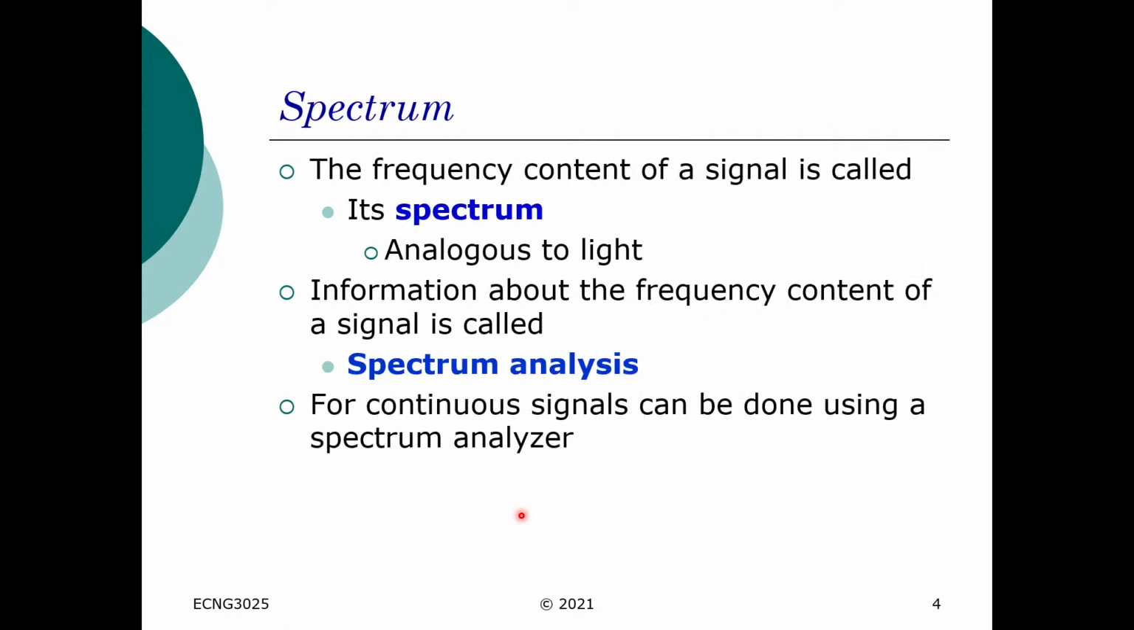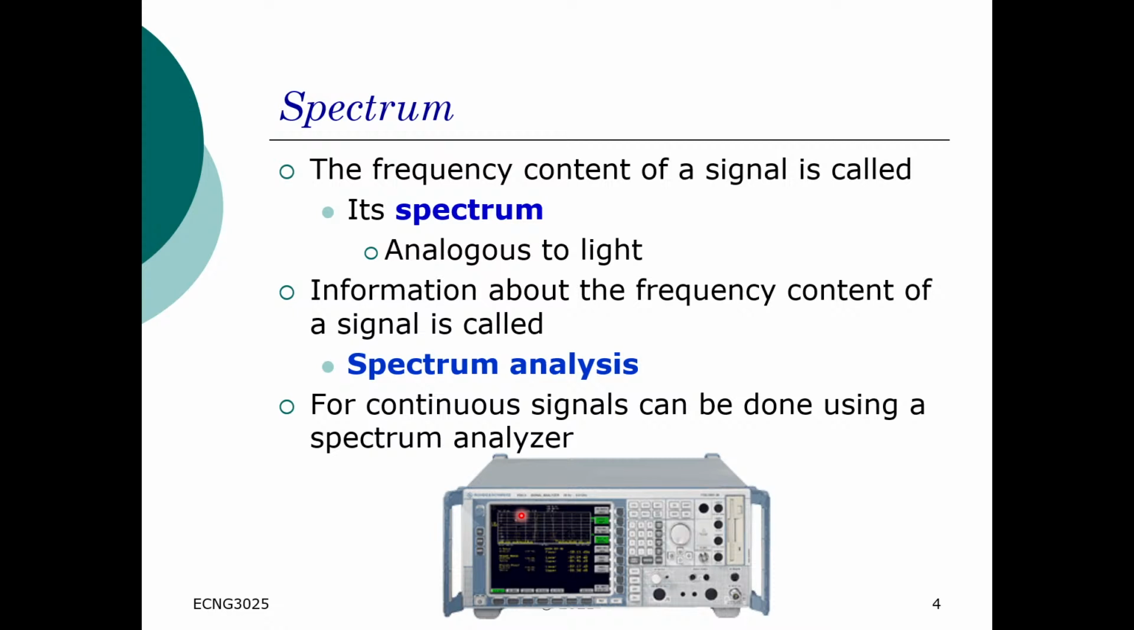So the frequency content of any signal is what we refer to as its spectrum. And the information about the frequency content is what we refer to as spectrum analysis. For continuous time signals, you need to get a piece of expensive machinery, as outlined by this image, which we refer to as a spectrum analyzer.